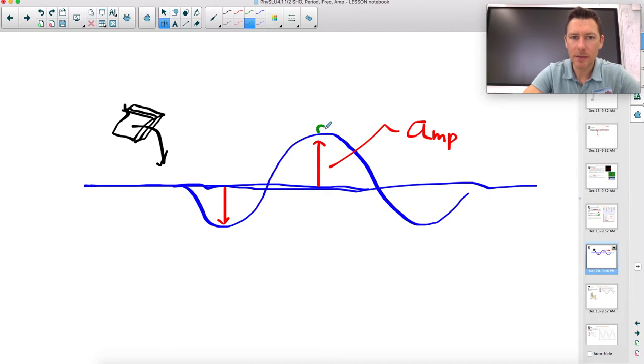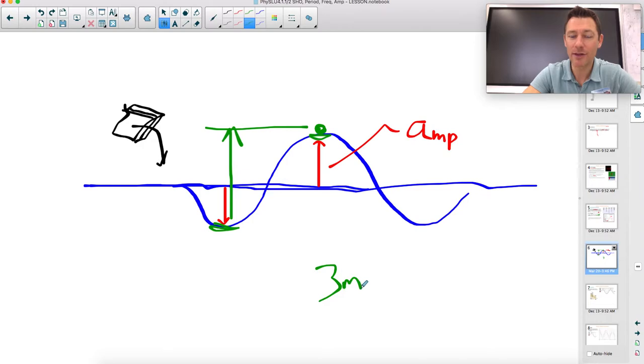I don't know if you've ever been surfing, but you are sitting on your board at the bottom of the trough, and the crest is twice the amplitude above you, which is scary, right? Often you'll read a surf report and they'll talk about 3 meter waves. That means the amplitude is 3 meters, and that means you have 6 meters of water, 18 feet, 20 feet of water above you. Don't go out in 3 meter waves.